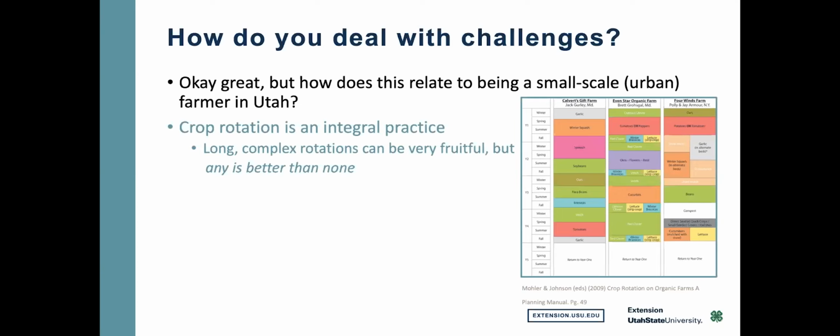I'm showing here a picture from that same publication from SARE, showing these 4 years and 3 different farms on the top. And some of them are much more complex than others. They're splitting out their beds and they're doing different rotations. So these complex rotations can be really useful. But the one thing I'd like to drive home is any rotation is better than none. Whether that's the amount that you're using or the years before you're revisiting the same bed, any rotation is better than none.